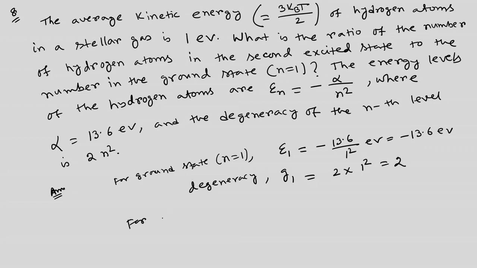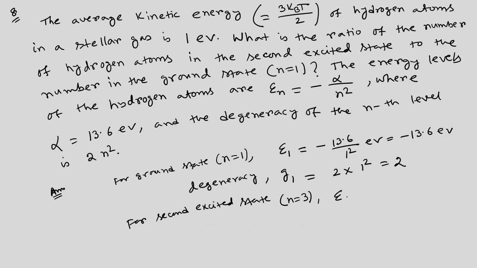Now, for the second excited state, n is 3, not 2, remember that, because we have the ground state, then the first excited state, then the second excited state, and for the ground state we are saying n equals 1. So, for the second excited state, n equals 3, the energy value epsilon 3 is minus 13.6 by 3 to the 2 electron volt, or minus 13.6 by 9 electron volt.